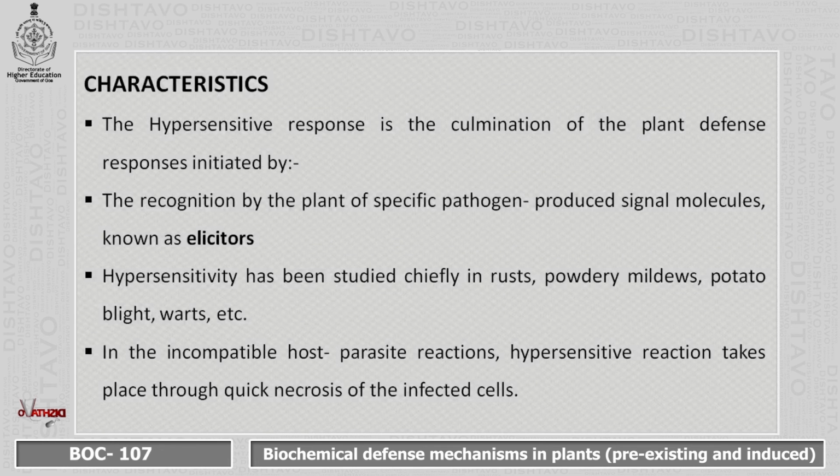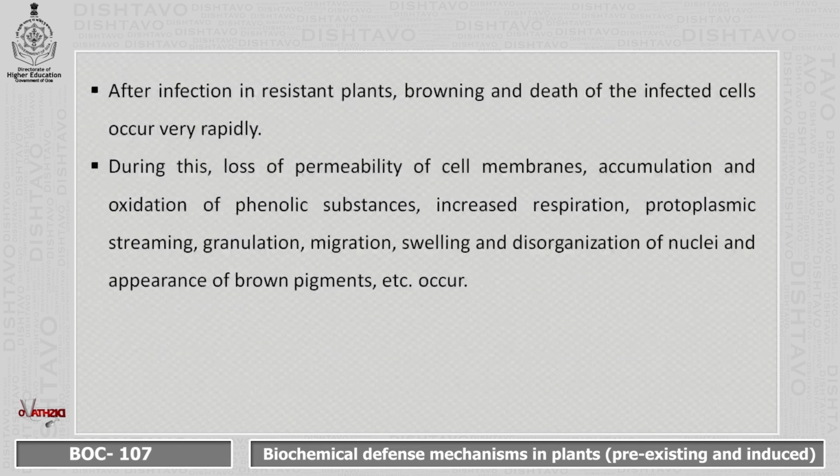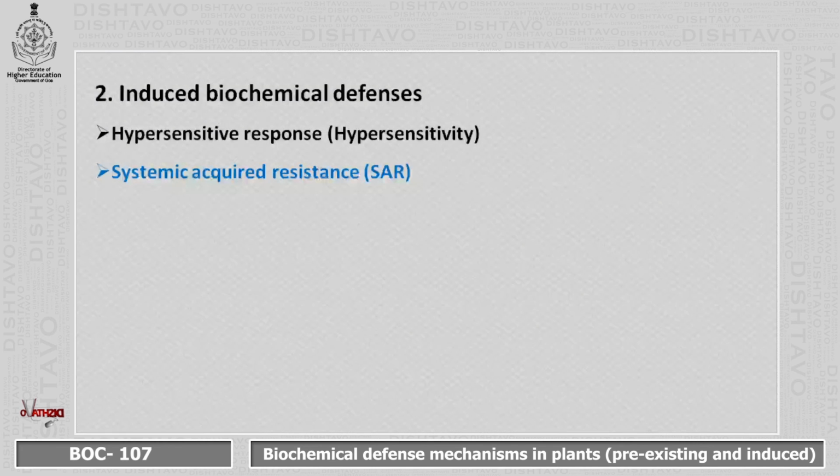In the incompatible host-parasite reaction, the hypersensitive reaction takes place through quick necrosis of the infected plant. After infection in the resistant plants, browning or death of the infected cell occurs very rapidly. During this, loss of permeability of the cell membrane, accumulation and oxidation of phenolic substances, increased respiration, protoplasmic streaming, granulation, migration, swelling and disorganization of nuclei and appearance of brown pigment, etc. occur.